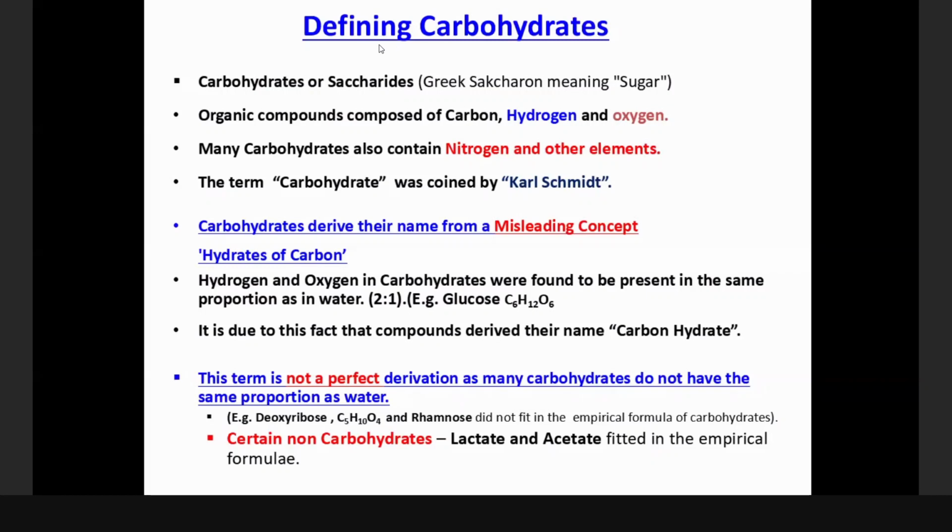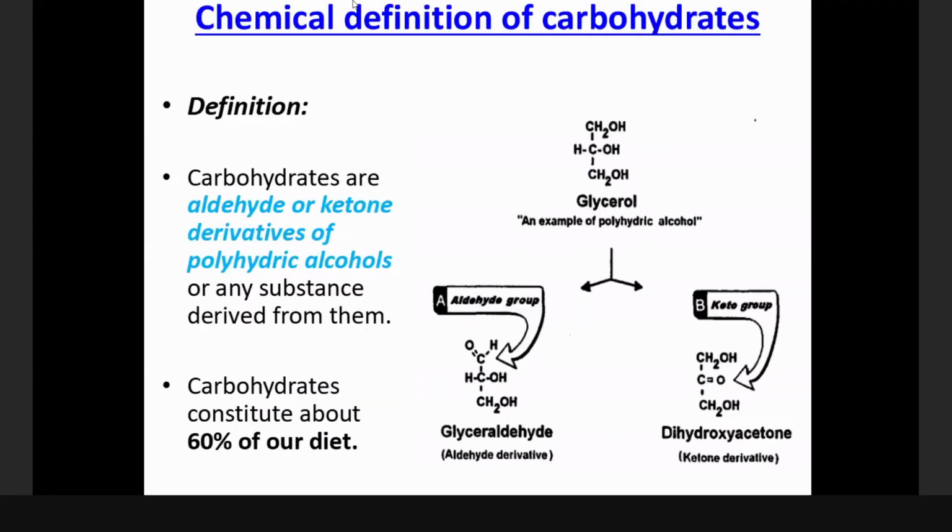But even certain non-carbohydrates may fit this formula, though they do not belong to carbohydrates. Now, what is the best definition of carbohydrates? Carbohydrates can be defined as aldehyde or ketone derivatives of polyhydric alcohols. They have many OH groups and 2 possible functional groups: an aldehyde group or a ketone functional group. This is glycerol, for example. This is the structure of glycerol. It is a polyhydric alcohol with 3 OH groups, and if it has an aldehyde functional group, it belongs to aldose. Or if it has a keto functional group, it belongs to what?